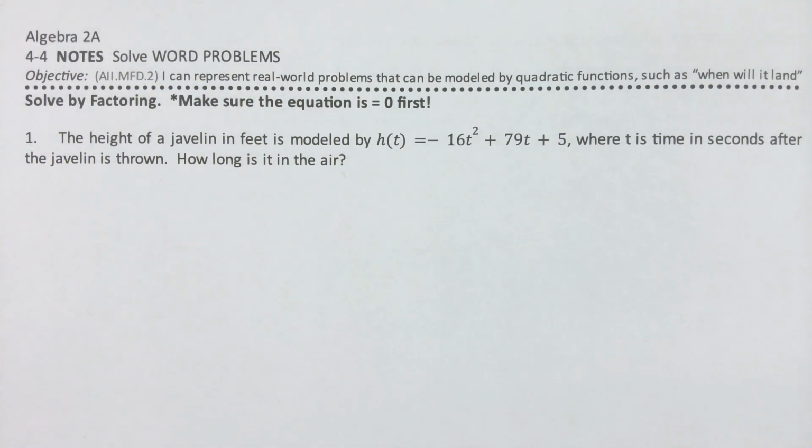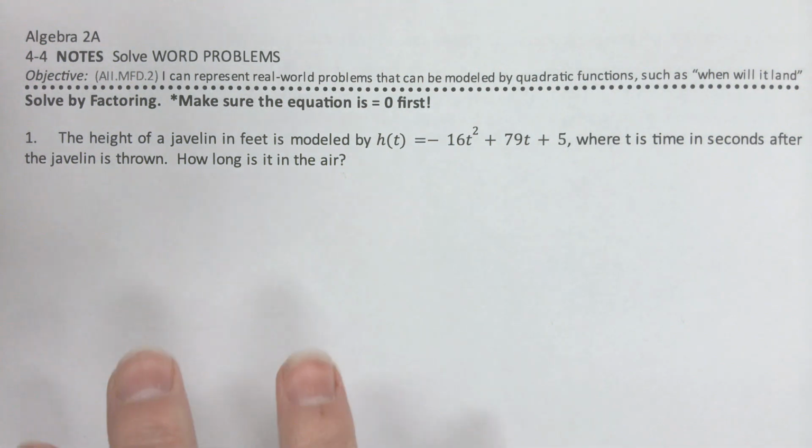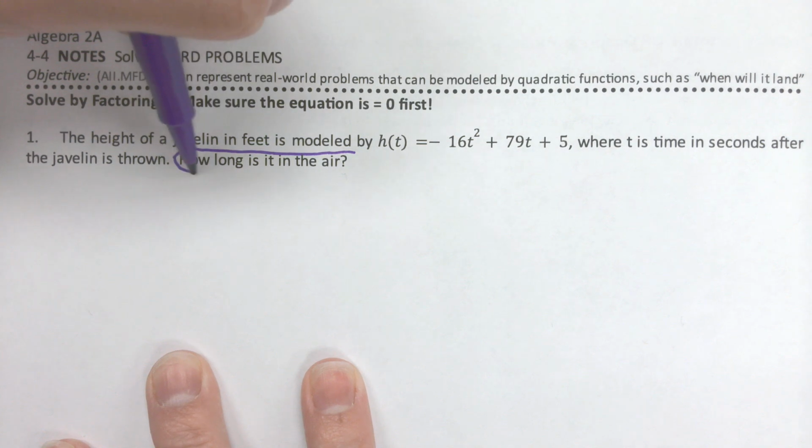Number 1, the height of a javelin in feet is modeled by h of t equals negative 16t squared plus 79t plus 5, where t is time in seconds after the javelin is thrown. How long is it in the air? That's the question we need to answer.